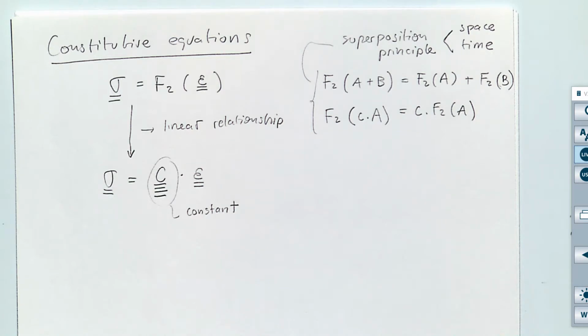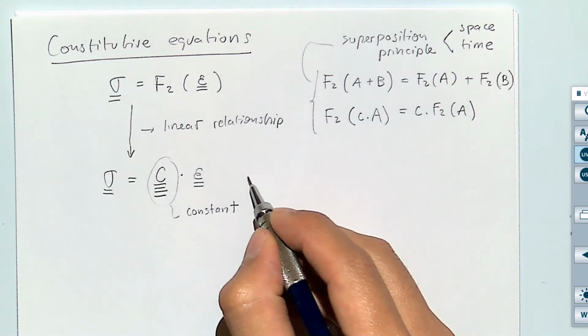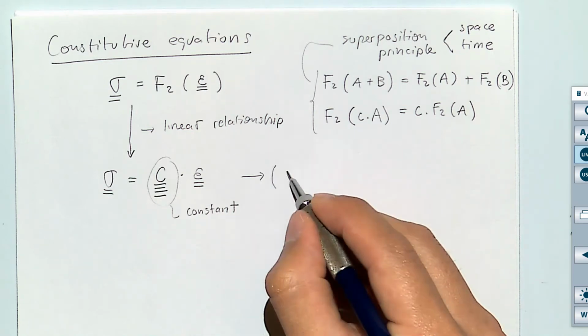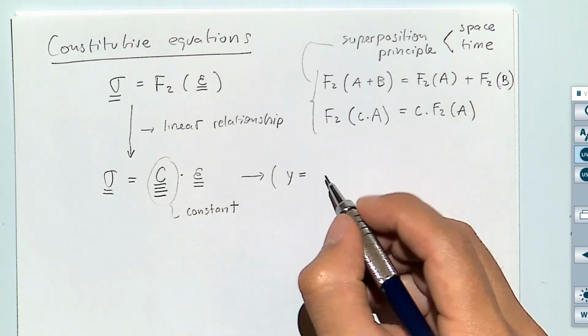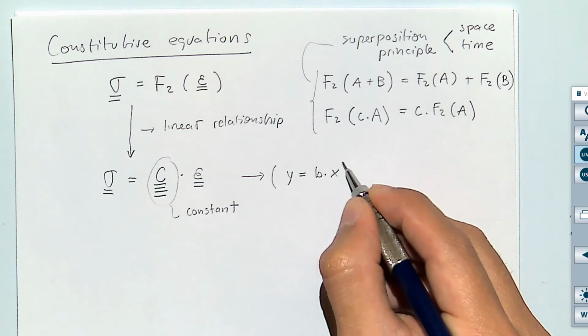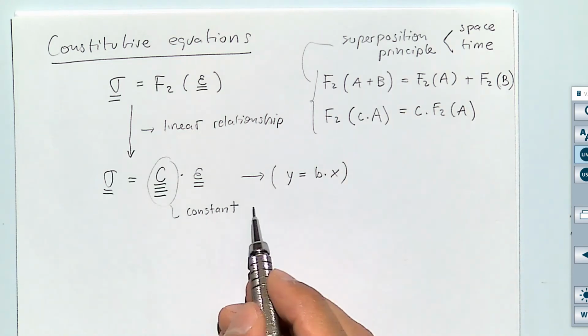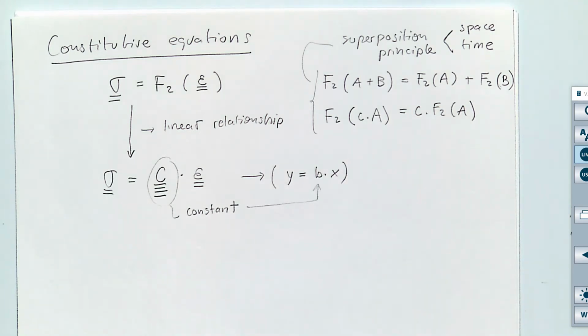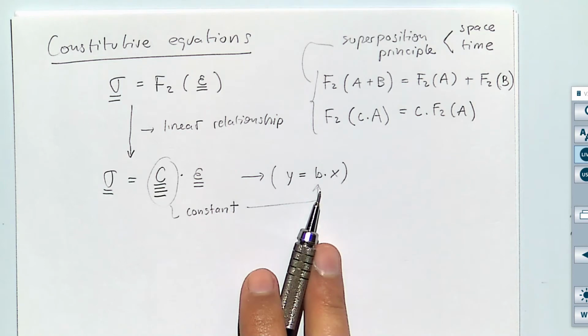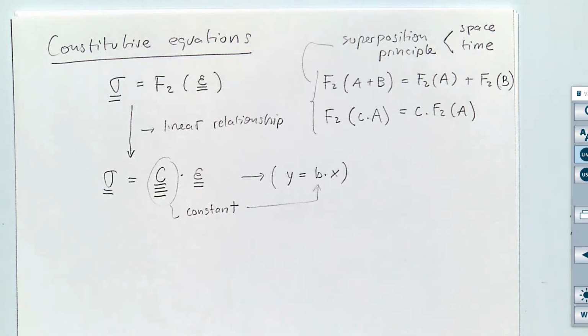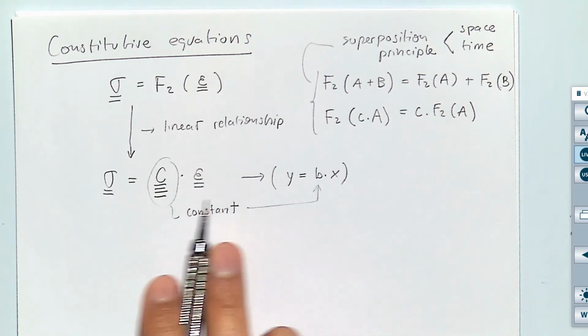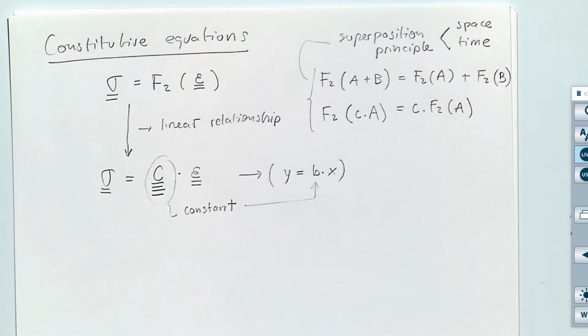So since it is a constant, this is similar to saying, for example, y is equal to b times x, where b is a constant. And since it is a constant and it's not going to change with time, it's not going to change with position, it's not going to change with all the actions that I add, this is going to be a linear relationship. This is similar to a linear equation.